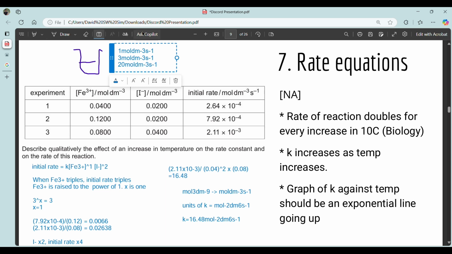So as you can see here, we are keeping the concentrations of Fe3+ and iodide the same. We are not changing them. But what is causing our initial rate to keep changing? Well, the only explanation is that K, the rate constant, is changing. So as we increase the temperature, the rate constant also increases. And that is why reactions usually occur faster when you heat them up, even if they are kept at the same initial concentration, because you are increasing K, so you make the reactions happen faster and faster.